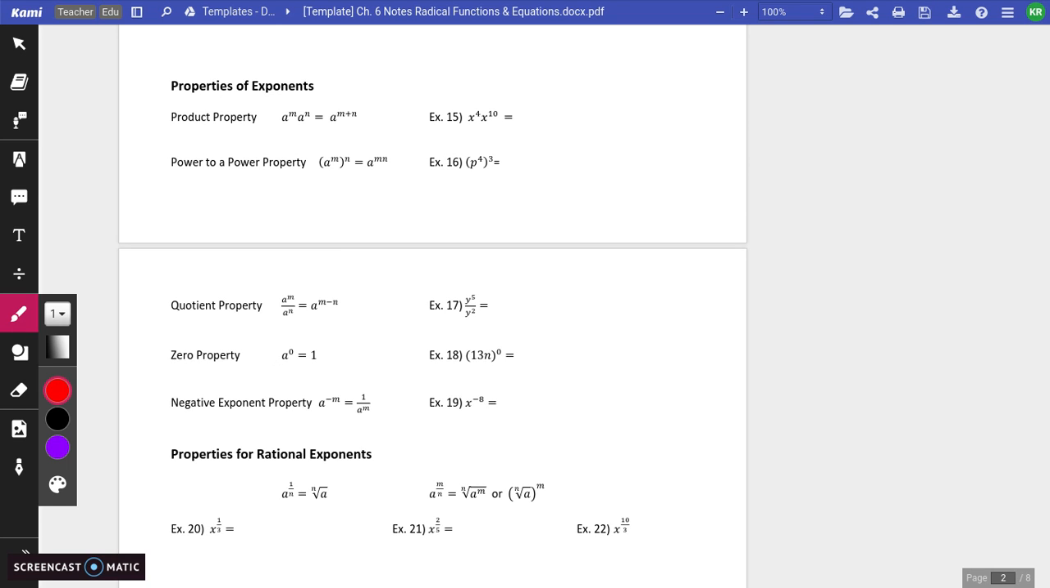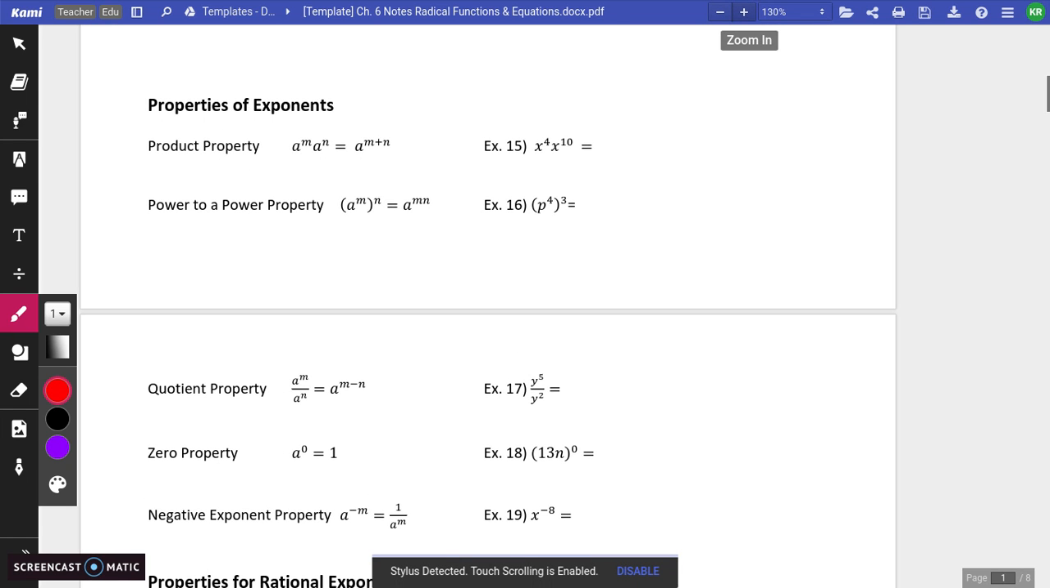We are heading towards learning about rational exponents. But first, we're going to review the basic properties for exponents, because the rules for rational exponents are the same as your rules for regular exponents. Okay, so as a quick reminder, we have the product property. So a to the m times a to the n would equal a to the m plus n.